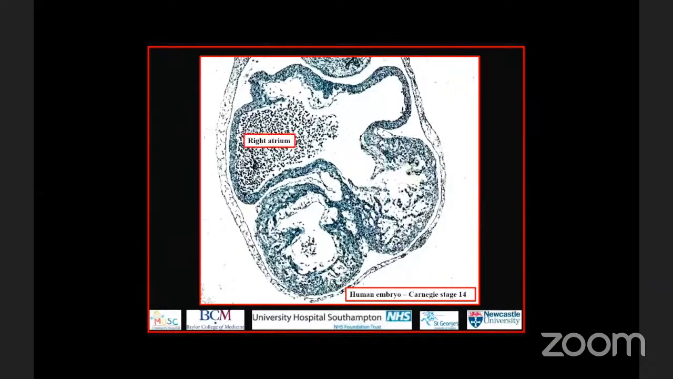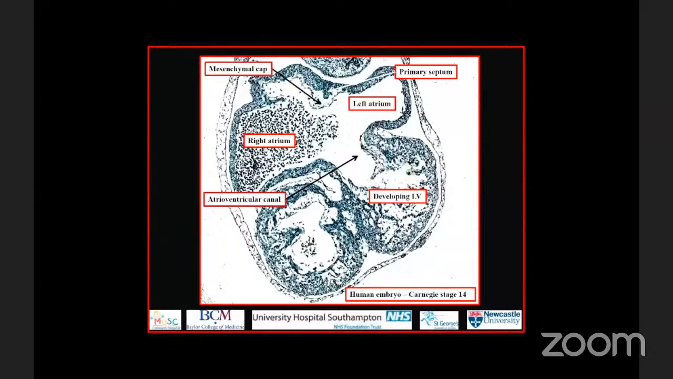You see here the right atrium, and at this stage, as we've seen, both it and the left atrium are passing through the common atrioventricular canal, supported exclusively by the developing left ventricle. You can see here, however, the beginning of growth of the primary septum with its mesenchymal cap. Now, if the primary septum grows centrally relative to the atrioventricular canal, fusing with those cushions, it will divide that atrioventricular junction into right and left atrioventricular valves, but still opening to the developing left ventricle.